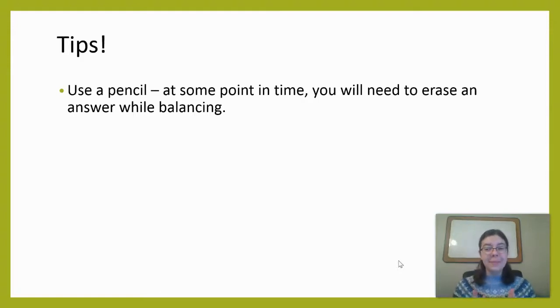Okay, so some tips to go along with those steps. So the first thing I highly recommend for balancing chemical equations is that you use a pencil. I guarantee at some point in time you will need to erase something, change it, start over. Using a pencil makes things much neater and your life easier in the end. So even if you don't like pencils, use it for this one thing.